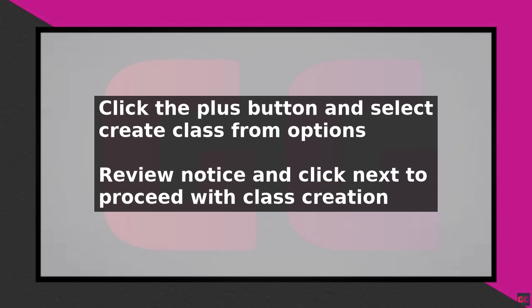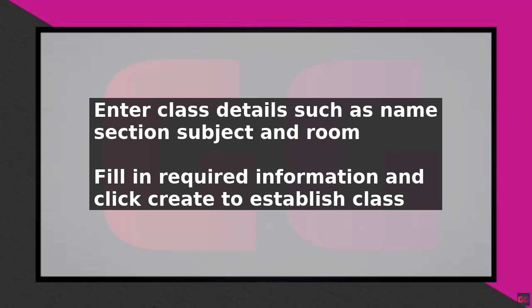create or join a class. To create a class, click the plus button on the home page. Then select Create Class from the two choices presented. After reviewing and understanding the notice, click Next and enter the class details, such as the class name, section, subject, and room. Once you've filled in the required information, click Create to establish the class.